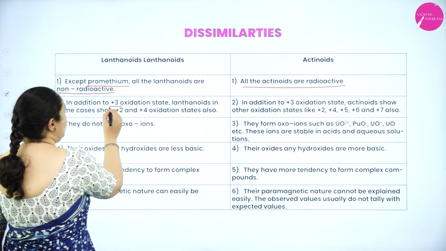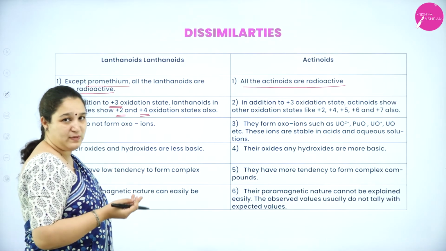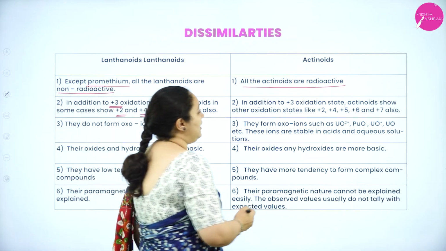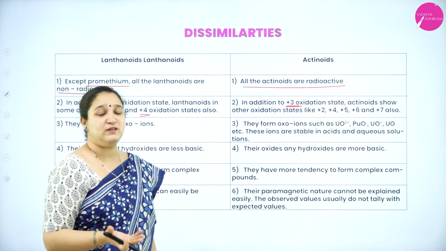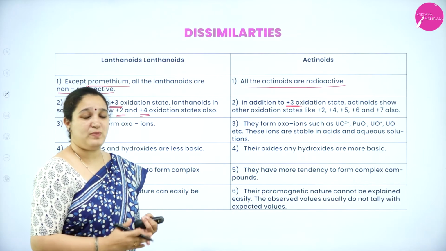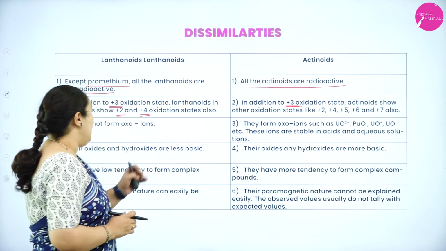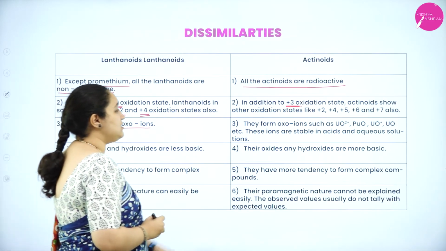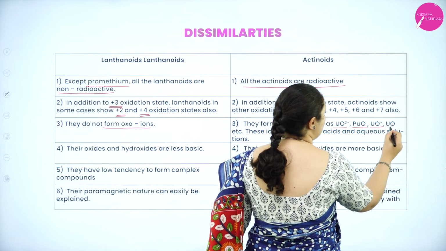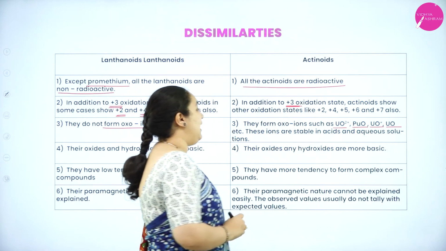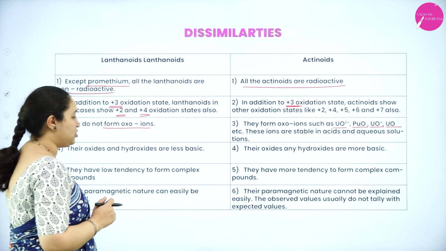Then, in addition to +3 oxidation state, lanthanoids can show only +2 or +4. But actinoids, in addition to +3 oxidation state, can show a number of other oxidation states like +2, +4, +5, +6, +7, etc. Okay. Lanthanoids do not form oxo ions. Actinoids form oxo ions like UO2 2+, PuO2+, UO2+, etc. And these ions are stable in acids as well as in aqueous solution.